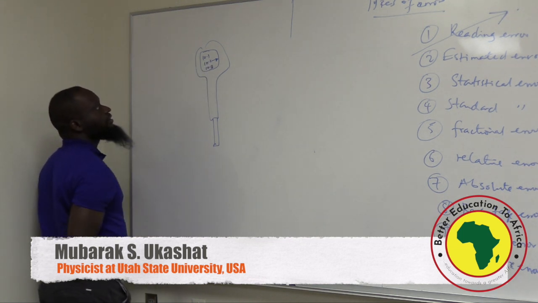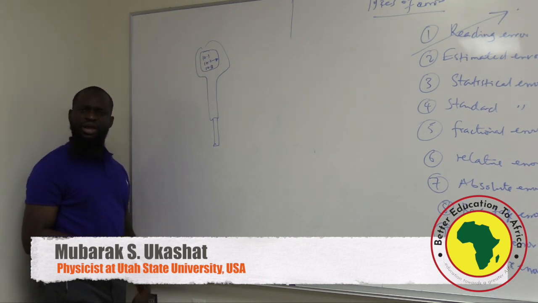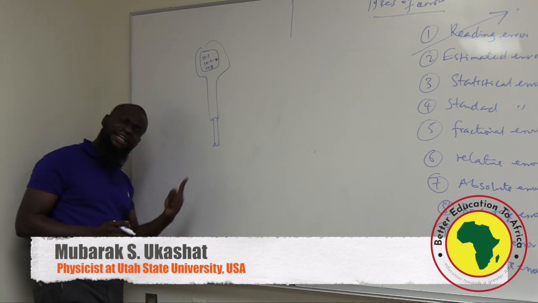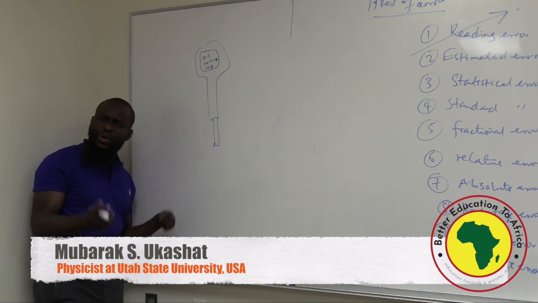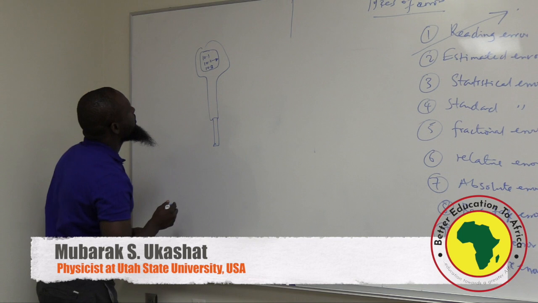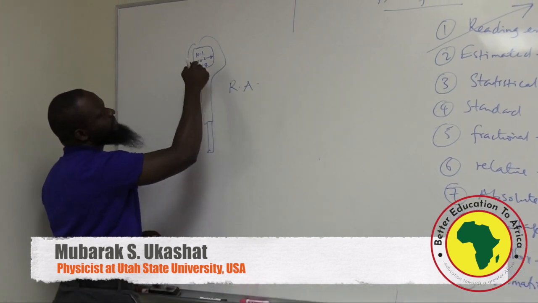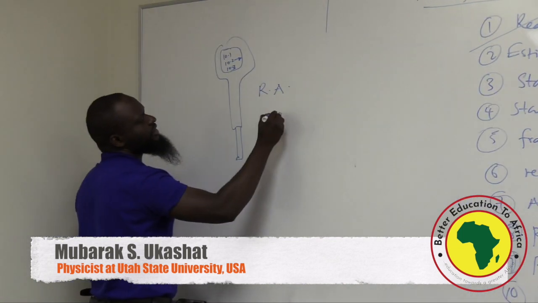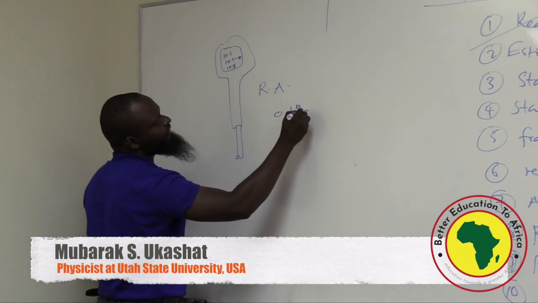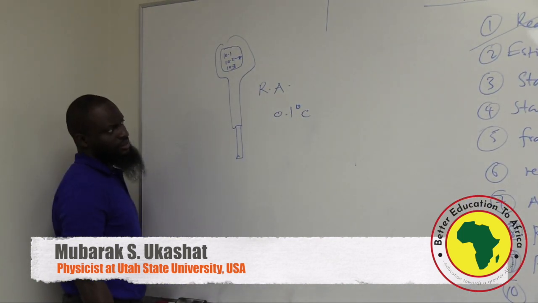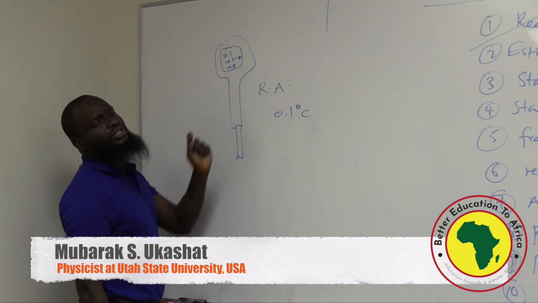Now it doesn't give me any error, but we always have errors. Now I have to find an error for this thermometer. How do I get an error for this thermometer? I first of all find the reading accuracy of this thermometer. It measures 0.1, 0.1, 0.1. So it's 0.1 degrees Celsius or degree Fahrenheit or Kelvin, whatever the scale is. So 0.1 degrees Celsius is the reading accuracy.